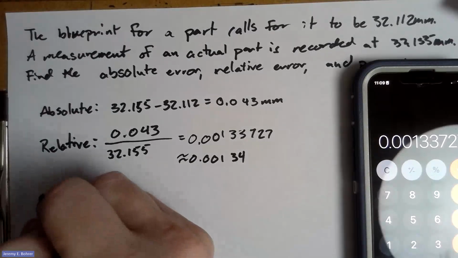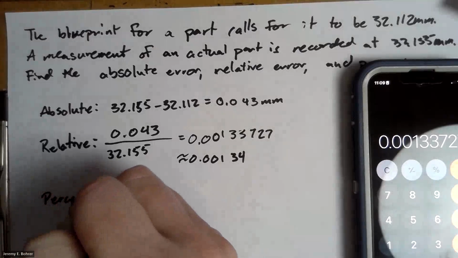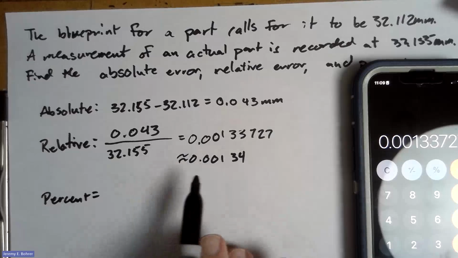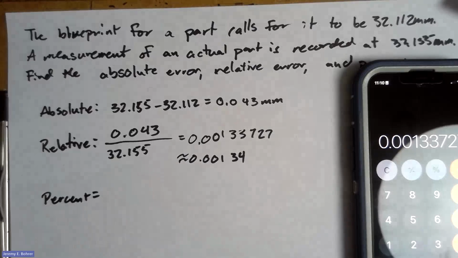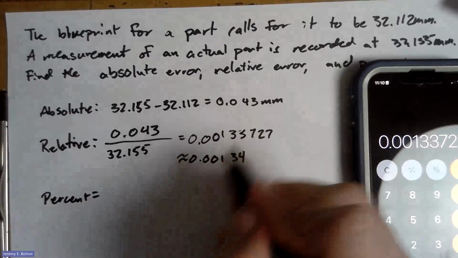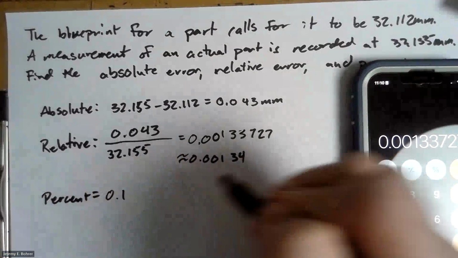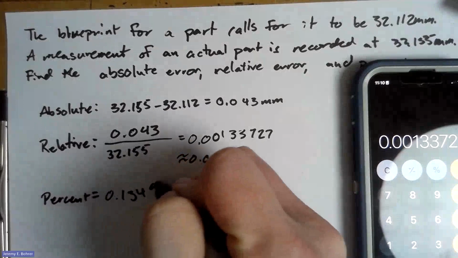Finally, for the percent error, we take this, multiply it by 100, and put a percent at the end. So that'll be 0.134%.